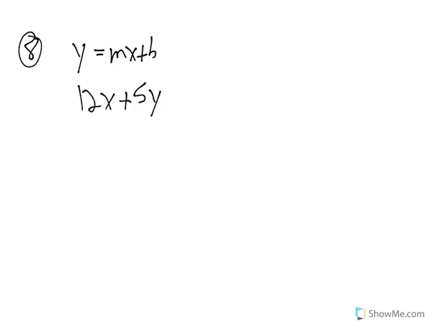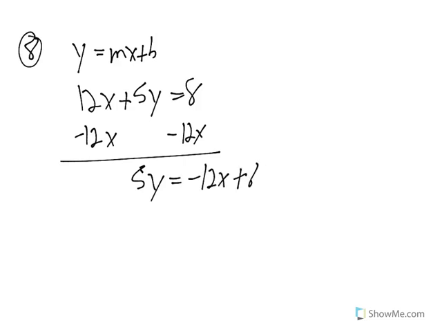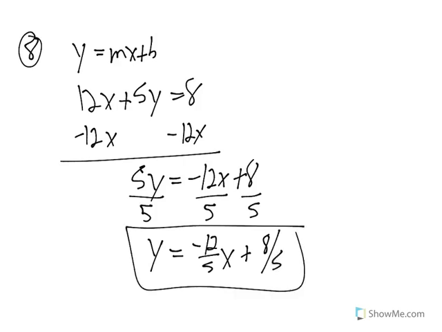All right, number 8 says, write the equation in slope-intercept form. In other words, write it in y equals mx plus b form. So just solve for y. So 12x plus 5y equals 8. Subtract 12x from both sides, and you get 5y equals negative 12x plus 8. Divide both sides by 5, and you get y equals negative 12/5 x plus 8/5. And you can tell me immediately, what's the y-intercept? 8/5. What's the slope? Negative 12/5. And there you go. Number 9.